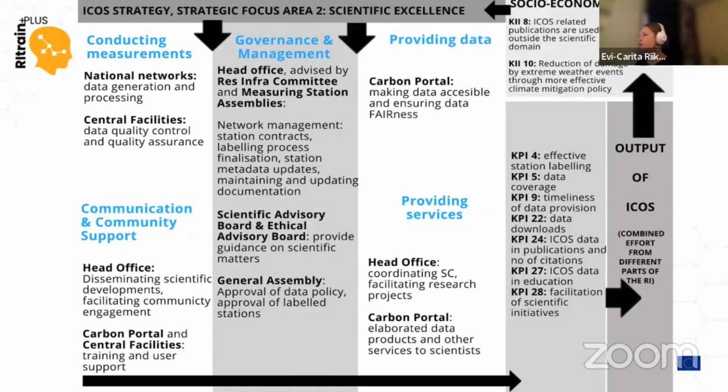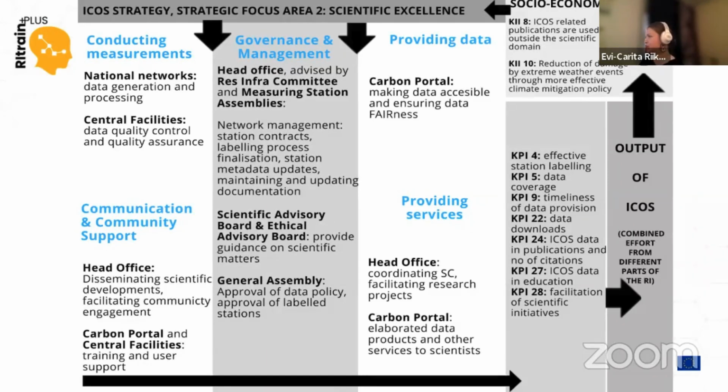It's important to show also the place of advisory bodies and General Assembly in producing impact. Because, for example, our General Assembly needs to approve of data policy, approve of label stations, and the advisory bodies need to guide on scientific and ethical methods. And now, from these combined activities, we have defined KPIs. For example, that ICOS data is used in publications or is cited.